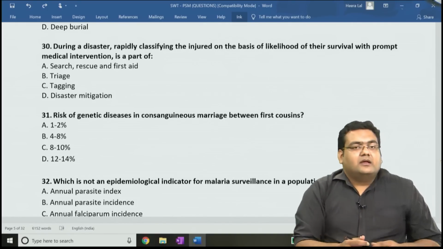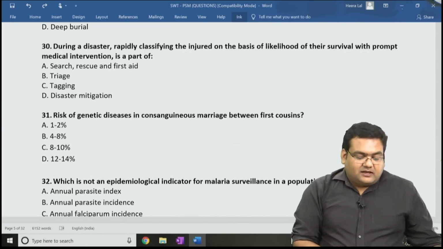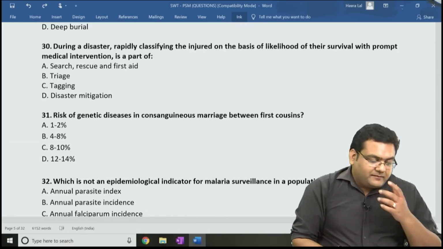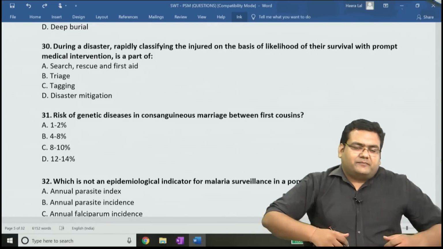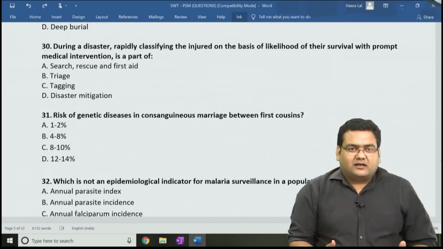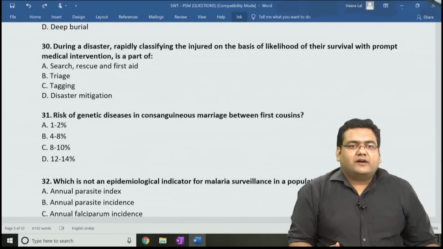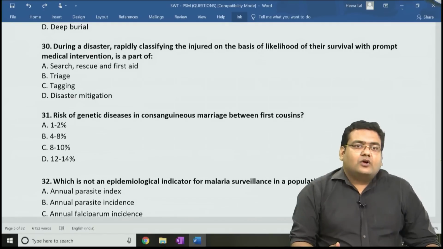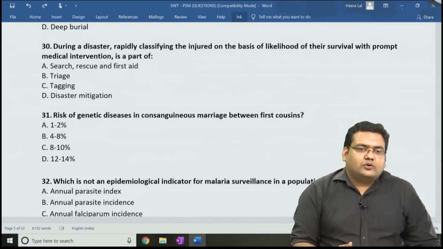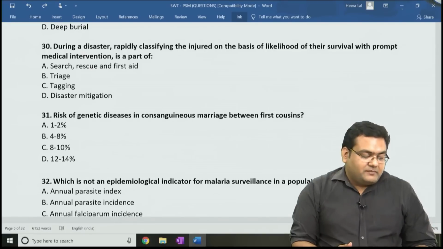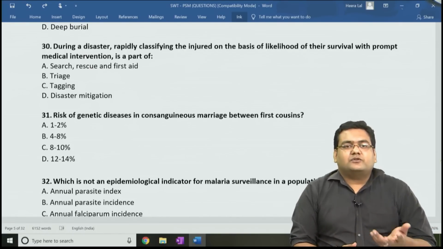In disaster mitigation, what is disaster mitigation? Disaster mitigation is mainly all the procedures or all the things which are done either to reduce the effect of a disaster or as preparations done to cause minimum emergencies or lessen the effect of a disaster in future.